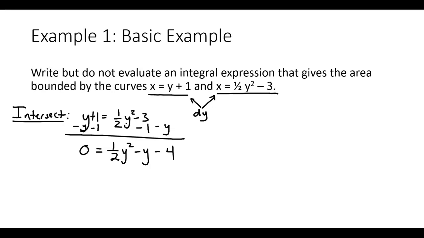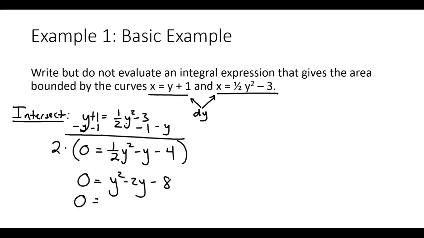If I just multiply everything by 2, 0 times 2 is still 0. 2 times 1/2 is 1. 2 times -1 is -2. And 2 times -4 is -8. So now that's a little bit more doable. We're ready to solve that.